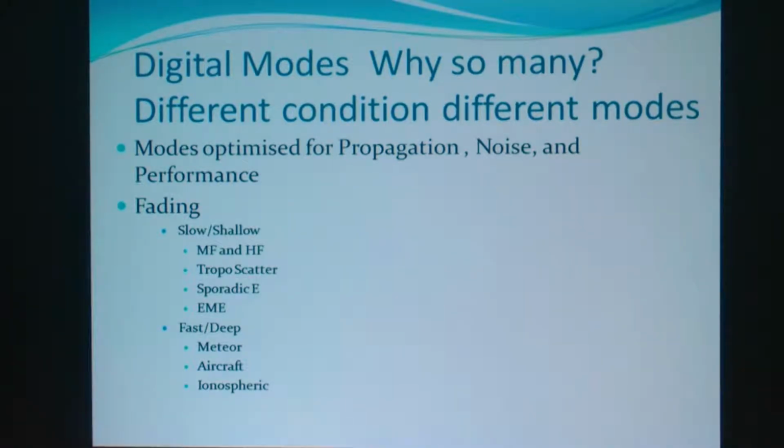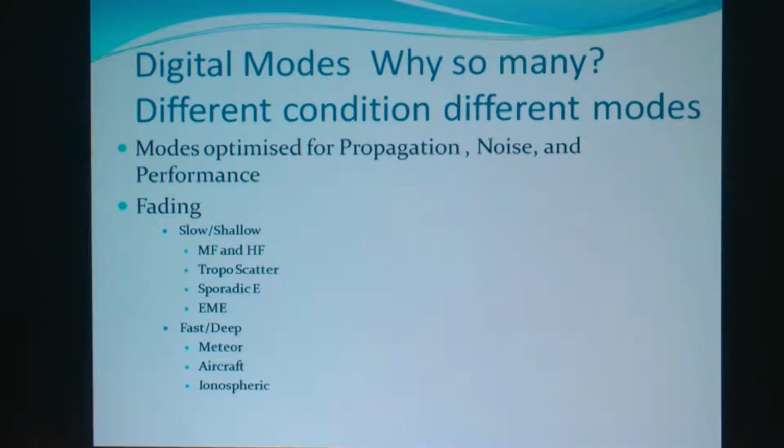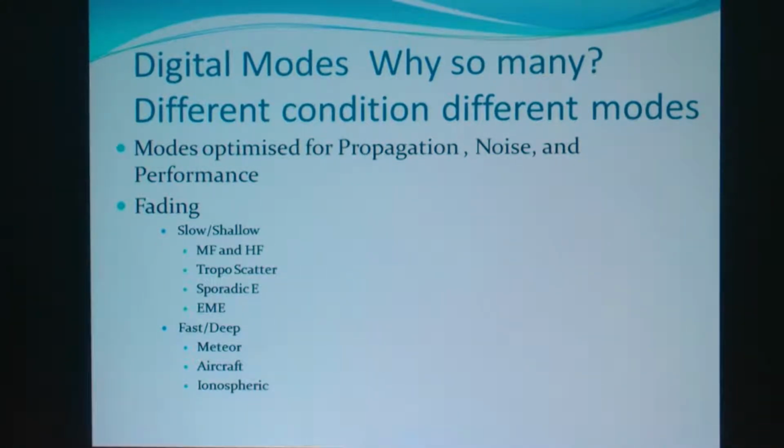So why do you need so many different ones? The reason is there's no compromise data mode. There's no mode which you could go out and plug in to your computer, you know, one afternoon do meteor scatter, another afternoon go on HF and use. They're all different. The conditions are so different. So you're basically optimizing for noise performance and propagation.